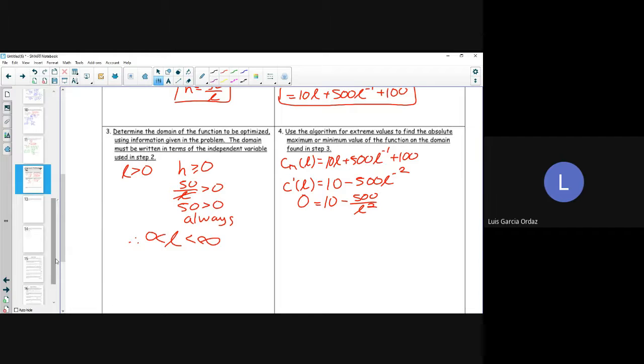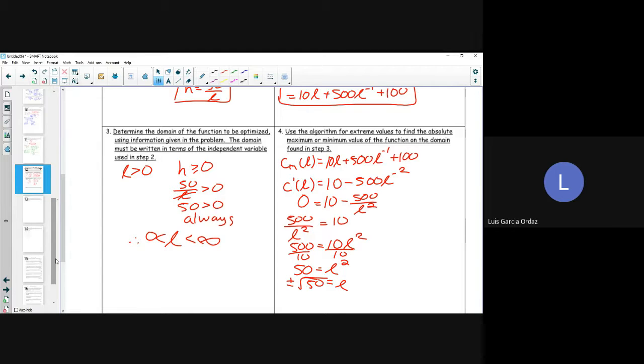Now we have to set my C prime of L to 0 because it's a max or a min that we're finding. We're going to move my negative 500 over L squared over. So I get 500 over L squared is equal to 10. Multiply both sides by L squared, so I get 500 is equal to 10 L squared. Divide both sides by 10. I get 50 is equal to L squared. I'm going to take the root of both sides, so I get plus or minus the root of 50 is equal to L. Can I simplify my radical root 50?